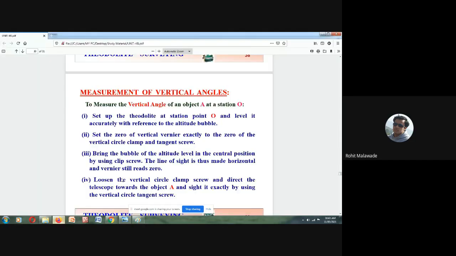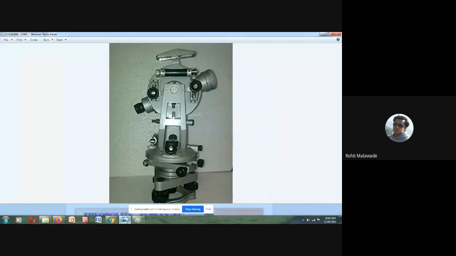Next, set the zero of the vertical vernier exactly to zero by rotating the vertical clamp. In this particular diagram your clamp is not visible, but this is where the vertical clamp is situated. By tightening or loosening that, you can rotate your telescope up and down. So you have to loosen it before you make it zero, and when it comes exactly to zero, you need to clamp it.